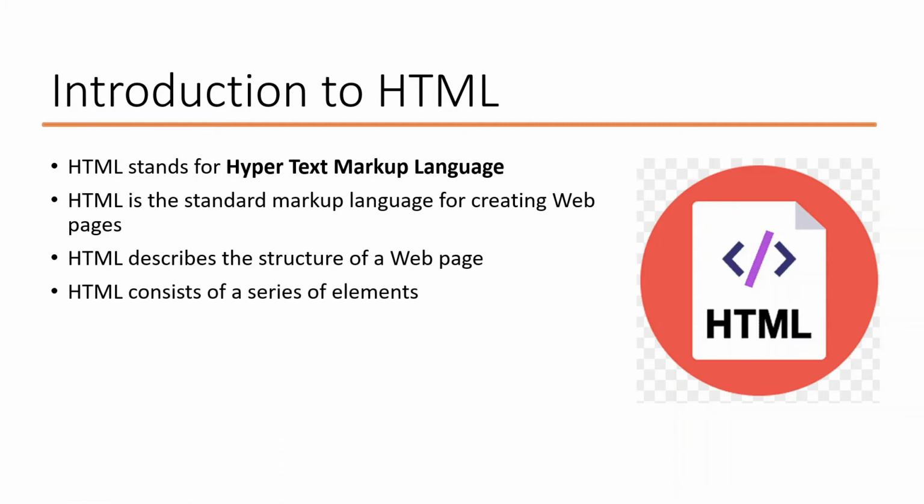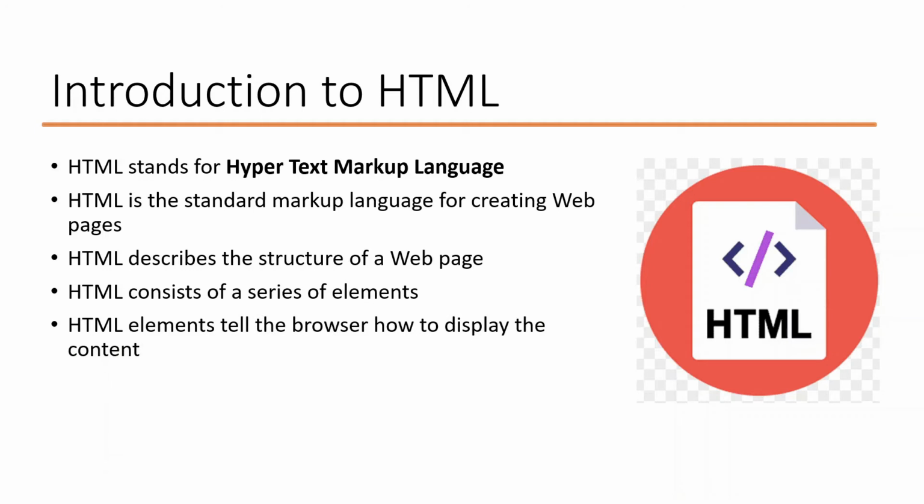HTML consists of series of elements. So whatever you see on the UI, all the elements like paragraph, text, images, links, all are HTML elements. So HTML provides you a series of elements.